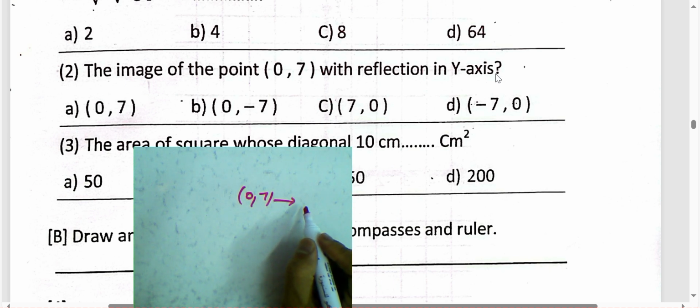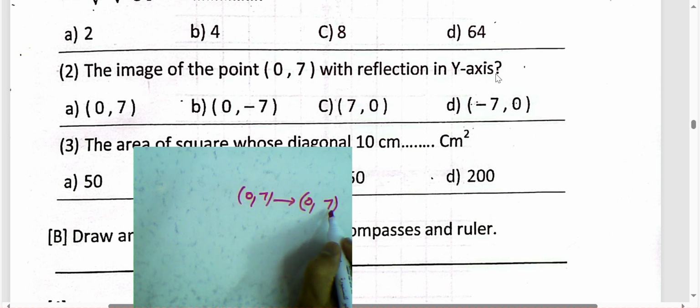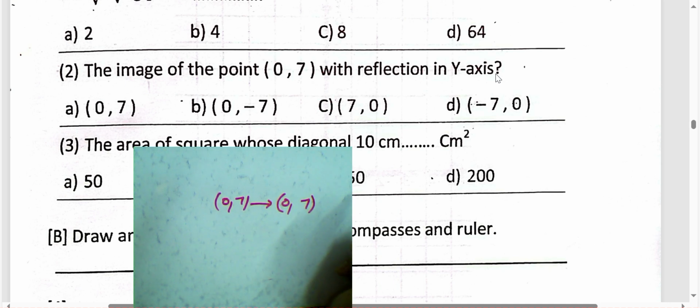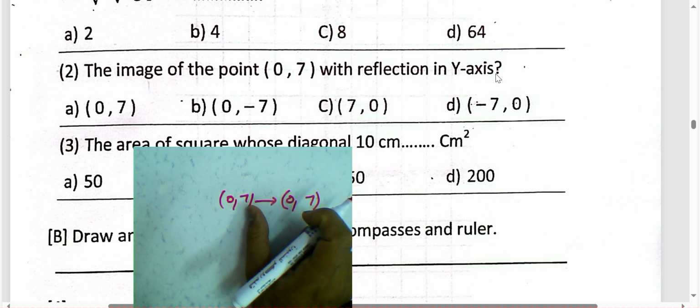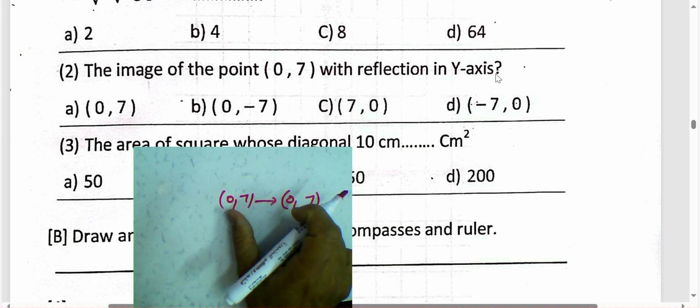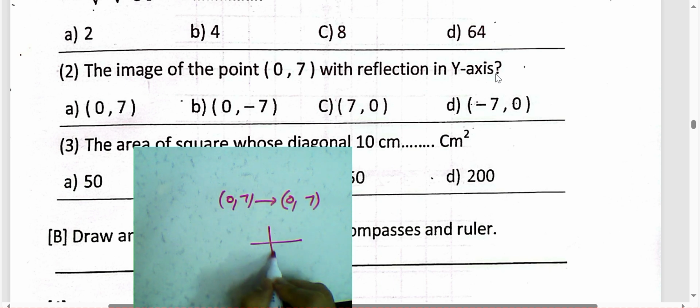Reflection on the x-axis: we keep x and change the sign of y. Because the point (0, 7) lies on the y-axis, the image will be the same point. The result will be (0, 7). Reflection on the y-axis: we keep y and change the sign of x. Since 0 is neither negative nor positive, you can write (0, 7) here. The image on the y-axis will be the same point.